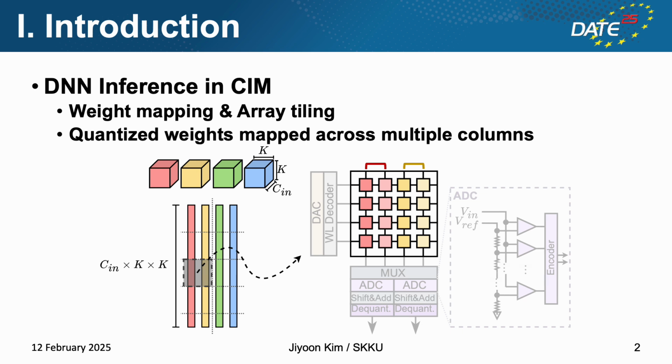First, let's discuss the overall process of performing deep neural network inference in SIM architectures. The first step involves mapping four-dimensional weight tensors into a two-dimensional matrix. This figure presents an example of image-to-column mapping process where each convolutional kernel is stretched into a column vector. Once the transformation is complete, we need to perform array tiling to ensure the matrices fit within SIM arrays. As you can see in the figure, the quantized weights can be mapped across multiple columns depending on how many bits can be represented per cell.